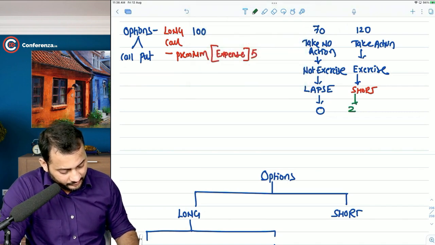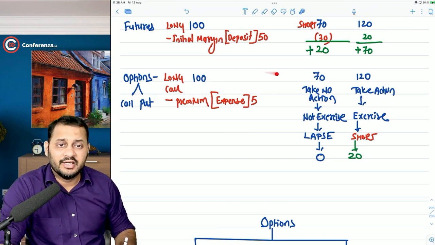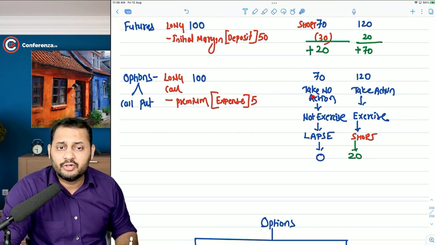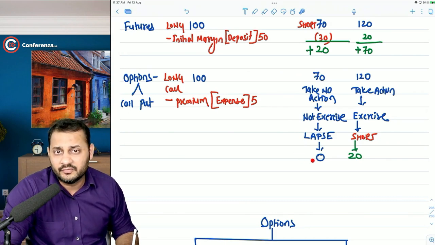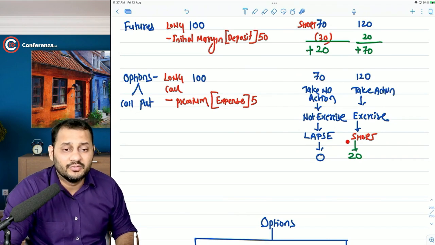of 20 rupees. So you can clearly see in the option contract, there is no loss to you at expiry or at settlement. If there is a loss, you are not taking the action at the very first place, resulting into not exercising the option and the option will be lapsed. There is no cash flow that will happen between the buyer and seller. But if there is a profit, then you will take the action. That means you will exercise the option. That means you will go short. That means you will settle.